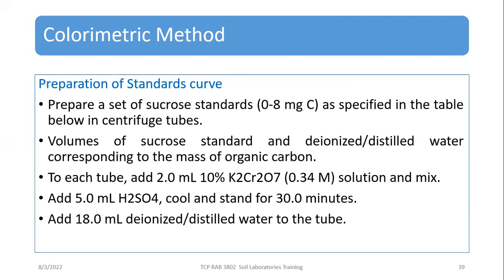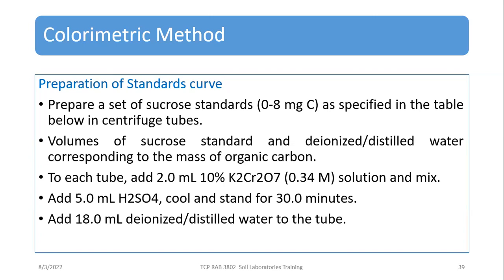The colorimetric method, in comparison with the other one, is very straightforward and very easy. You just prepare a set of sucrose standards as specified in the table below, with a volume of sucrose standard and deionized water corresponding to the mass of organic carbon. To each tube, add 2 ml of potassium dichromate solution and mix. Add in addition sulfuric acid, cool, and stand for 30 minutes.